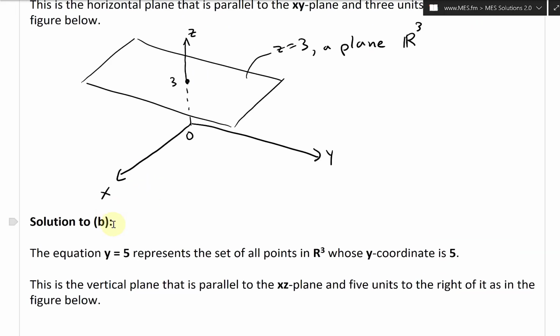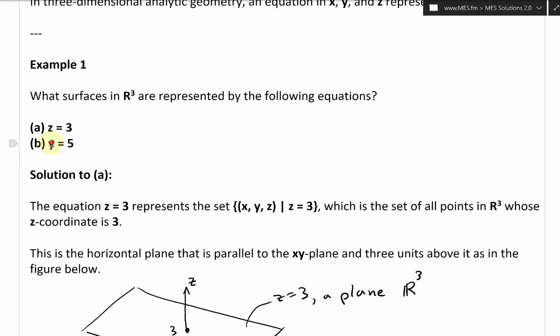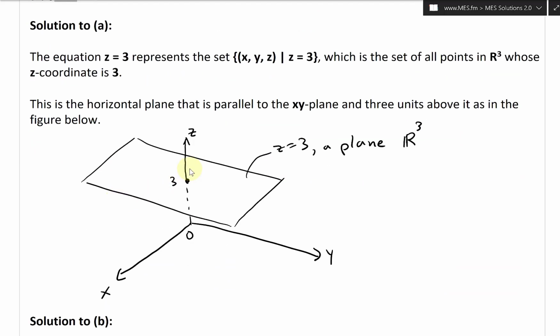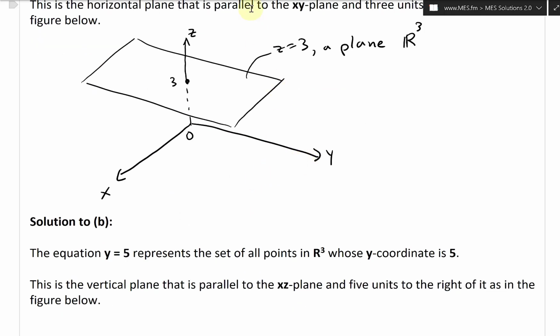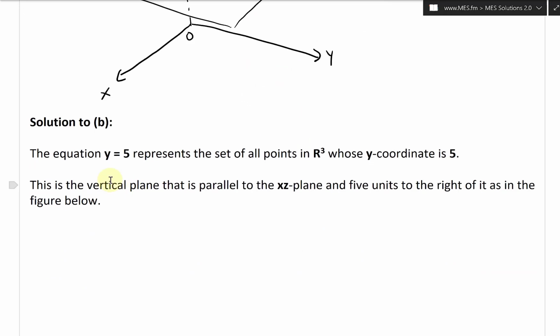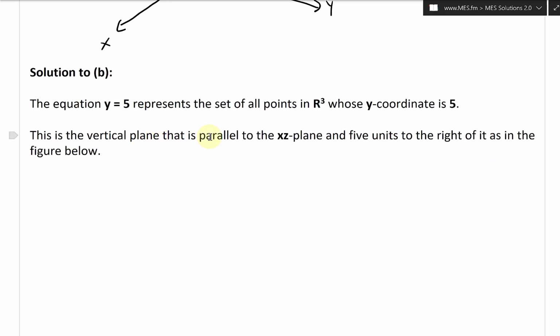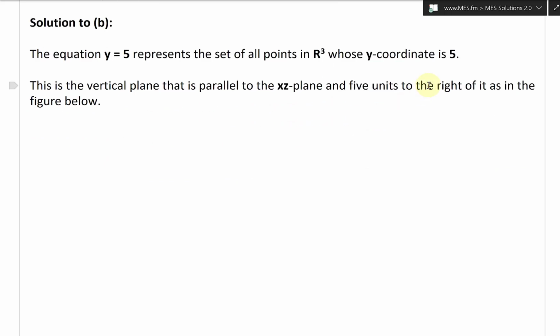All right, so now let's take a look at the solution to B. So B was this equation: y equals 5. So if z equals 3 is a horizontal plane, then y equals 5 as well is going to be a vertical plane. So the equation y equals 5 represents the set of all points in R cubed whose y coordinate is 5. This is the vertical plane that is parallel to the XZ plane and 5 units to the right of it, as in the figure below.